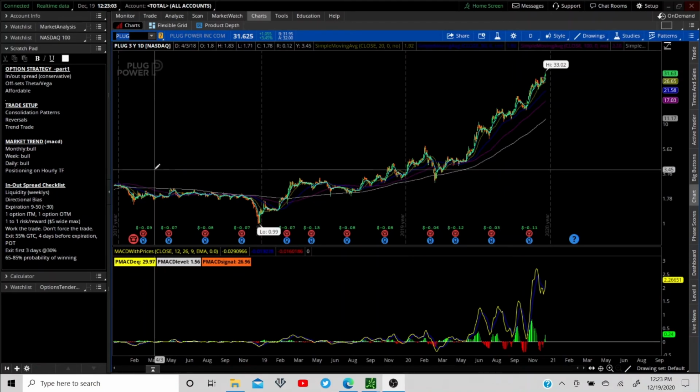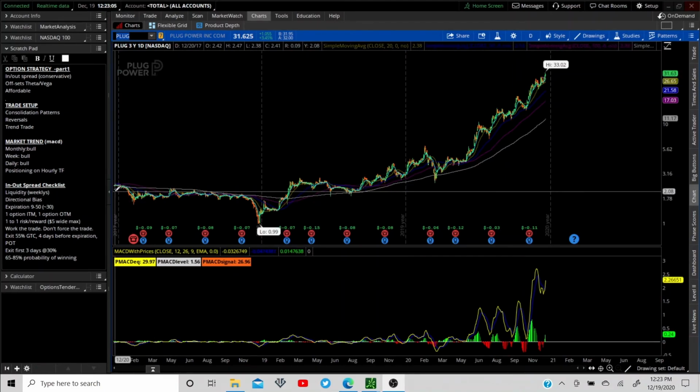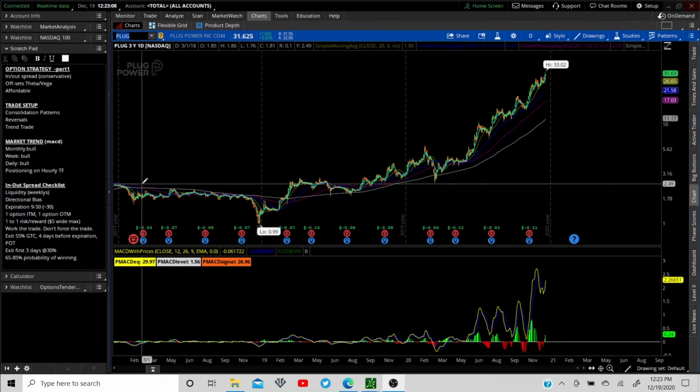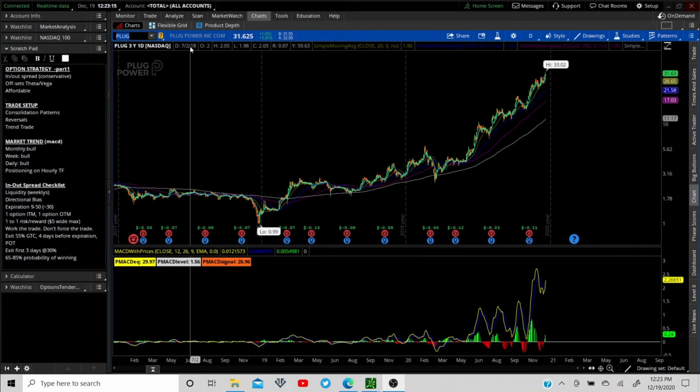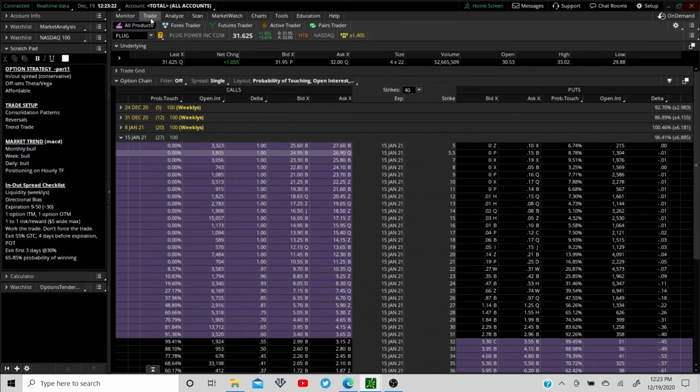So what we're going to do is we're going to move on to our checklist, and then from that point, the directional bias is in there. So let's move on. So the first thing when you're looking at, you want to play plug. Well, you need to know if this is liquid enough. Are you going to be able to get in and out of your trades? So go ahead and go to the trade tab.